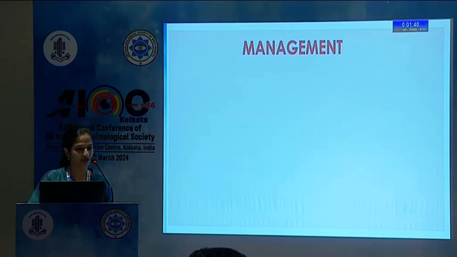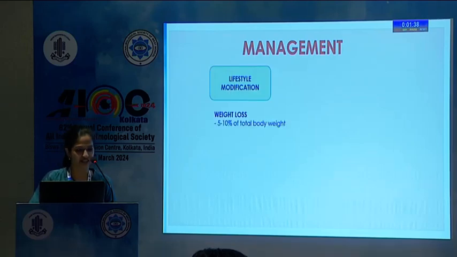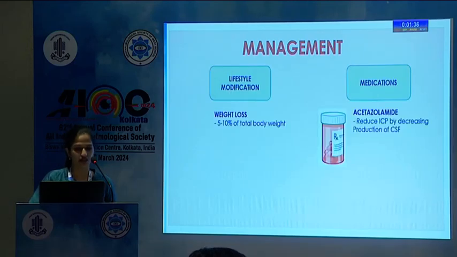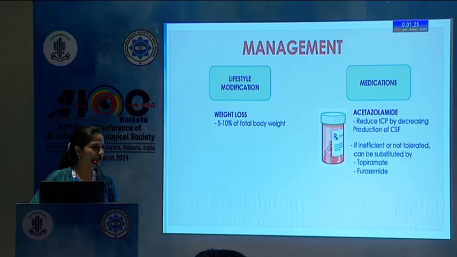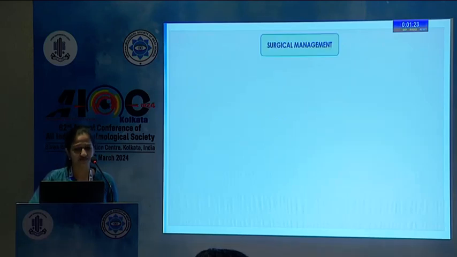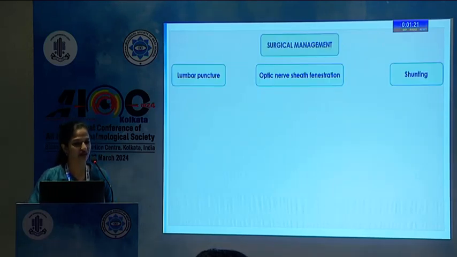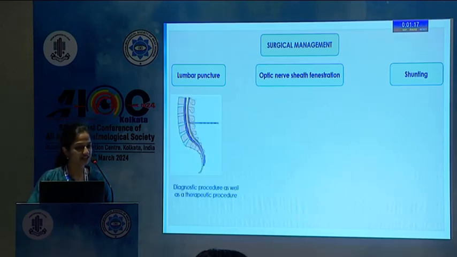The management includes lifestyle modifications, which is mainly weight loss, and medications include acetazolamide, which reduces ICP by decreasing the production of CSF. If acetazolamide is not tolerated, it can be substituted by topiramate or furosemide. The surgical management includes lumbar puncture, optic nerve sheath fenestration, and shunting. Lumbar puncture is a diagnostic as well as a therapeutic procedure.